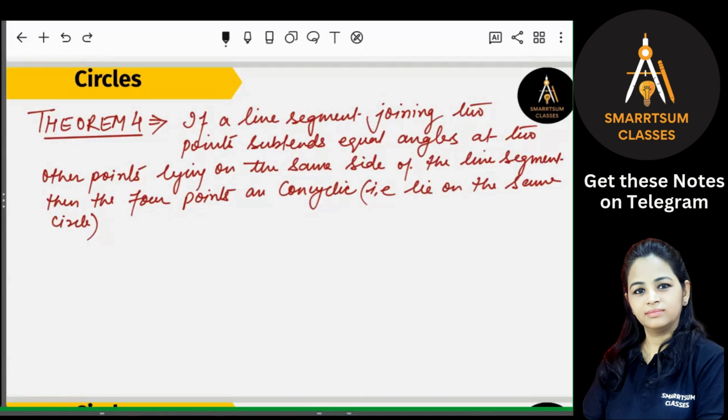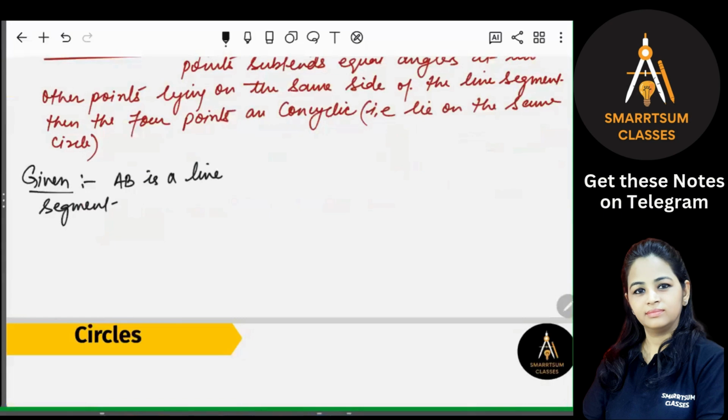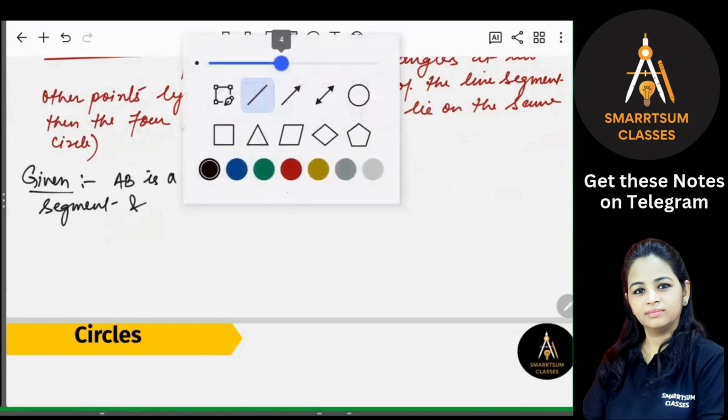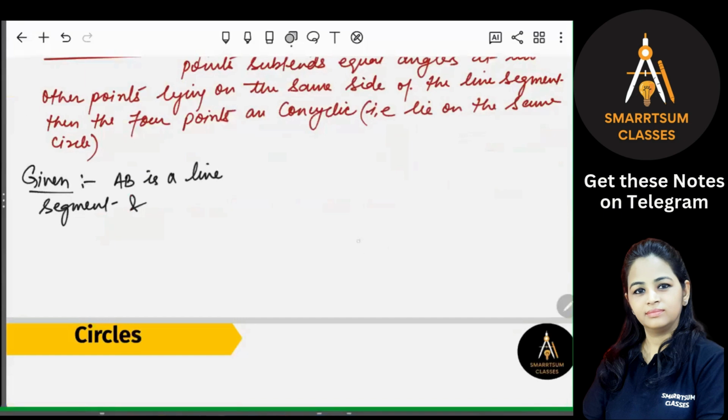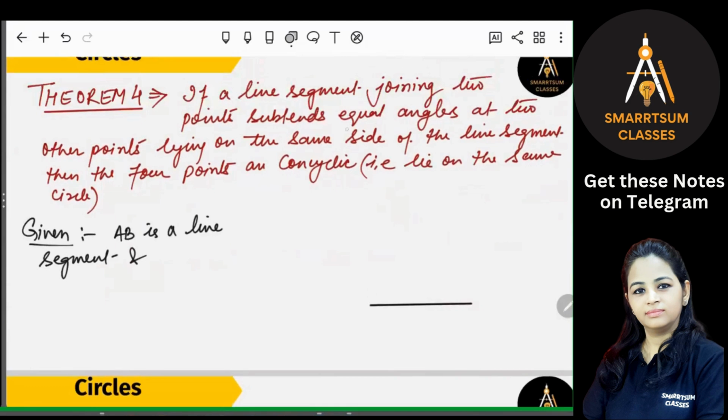Okay. So what do we do? So very first, write down what is given here. Given is that there is a line segment, right? So we are writing here a line segment. Suppose AB. AB is a line segment. So let's draw a line segment. AB is the line segment. Suppose this is the line segment. Okay. Now, what it says: joining 2 points subtend equal angle at 2 other points lying on the same side of the line segment, right? That means we have 2 points here. Suppose C and D are the 2 points.